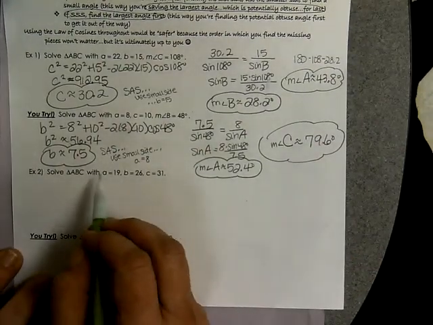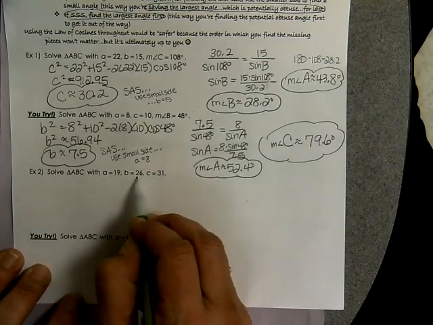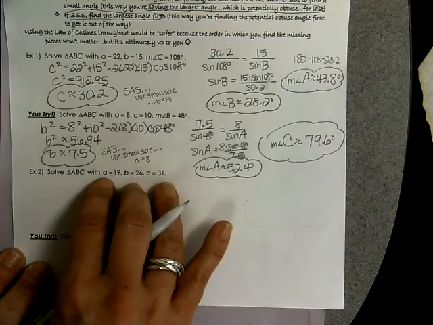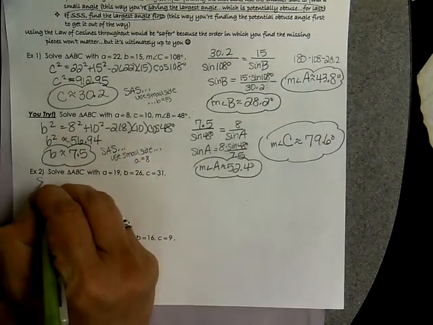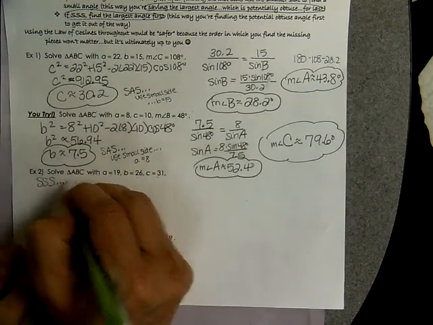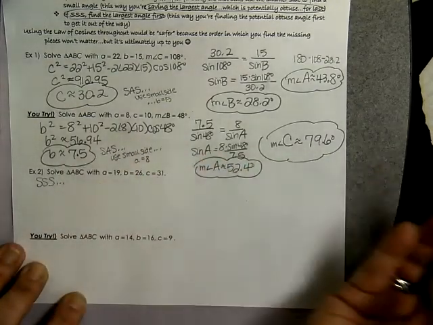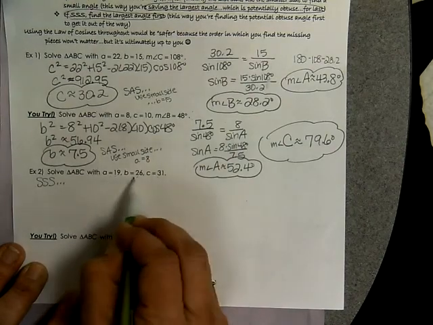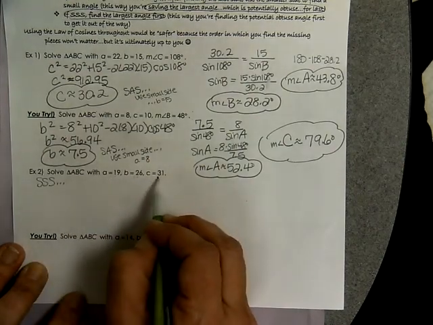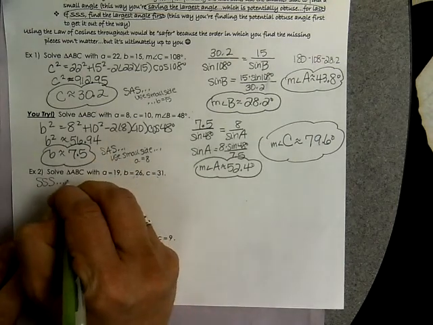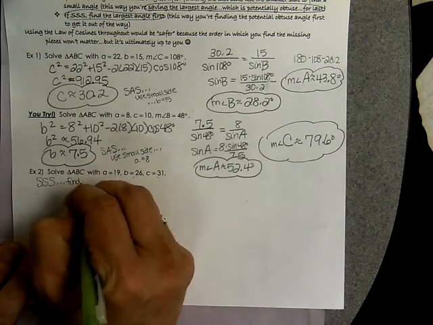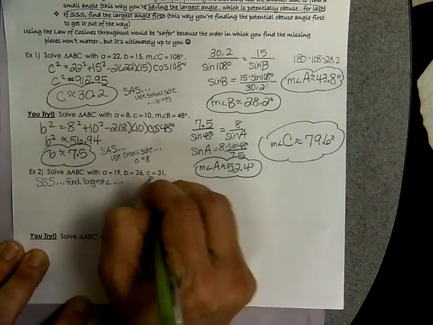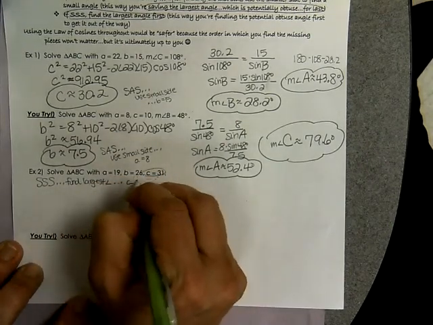So let's look at this case. Solve triangle ABC with A is 19, B is 26, and C is 31. Well, notice here we have all three sides. So because this is side, side, side, let's use the law of cosines to pull out the potentially obtuse angle. Which angle would potentially be obtuse? It will be the one across from the largest side, okay? So when it's side, side, side, we're going to find the largest angle. Here, in this problem, it's going to be angle C.